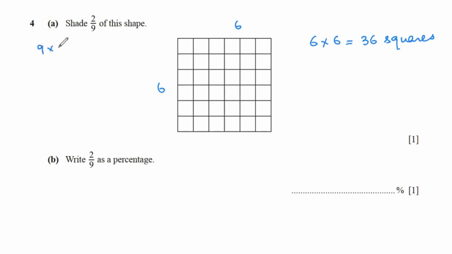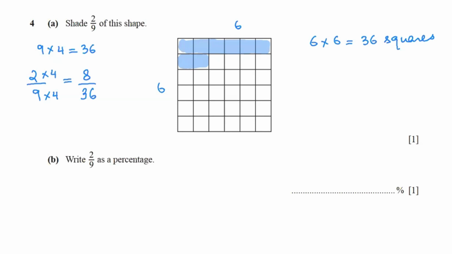Now we know that 9 times 4 is 36, which means we're multiplying this fraction by 4. Since 9 is being multiplied by 4, that means we need to multiply 2 by 4 as well. So that's going to be 8/36. So now out of the 36 squares, we're supposed to shade 8 squares. So the first entire row gets shaded, and then 2 from the next one. So this is 2/9 of this shape.